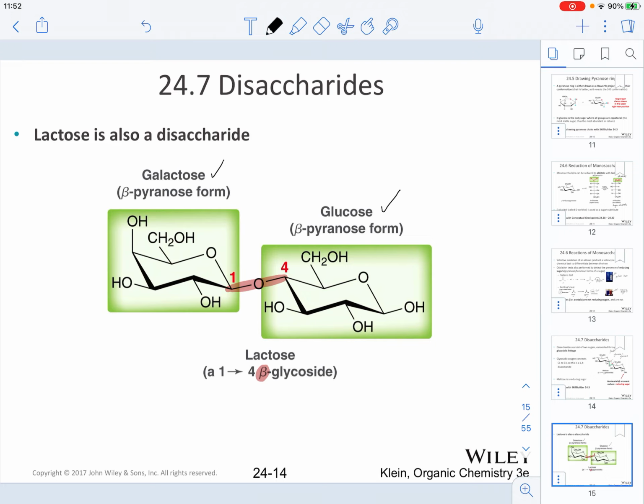The reason why we have a beta glycoside, if we remember the Buddha acronym, is because our carbon 1, the bond is pointing up.